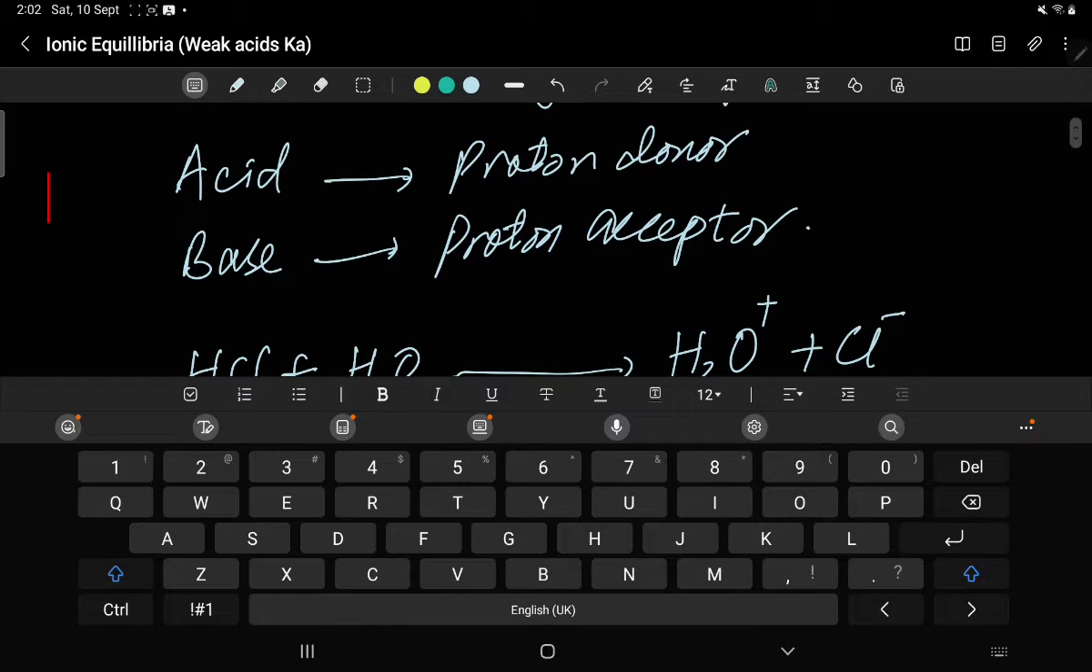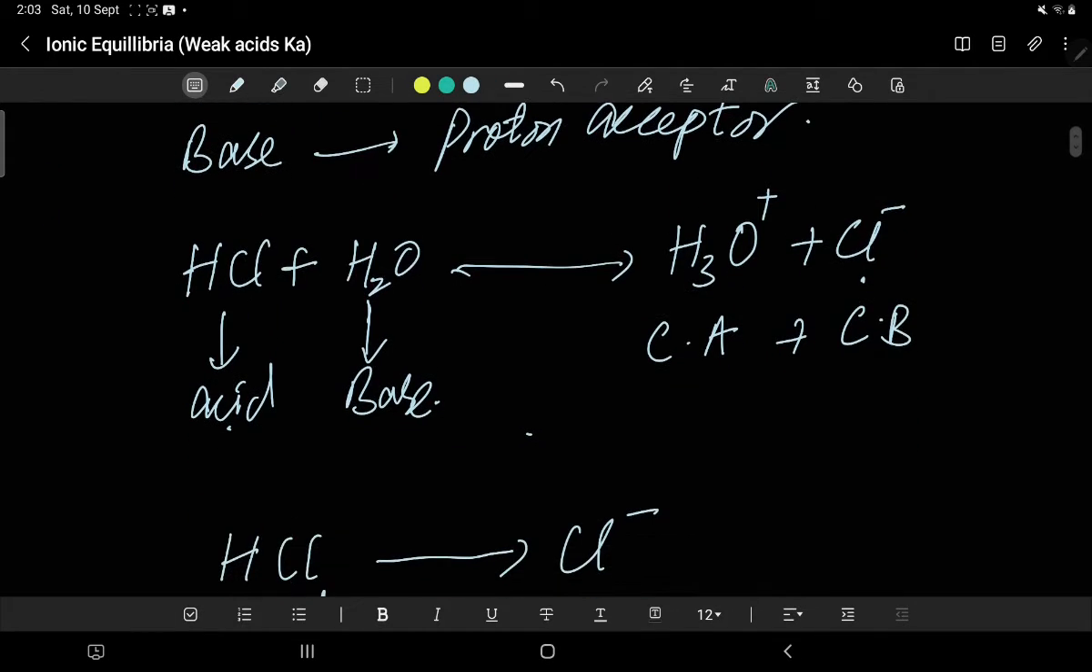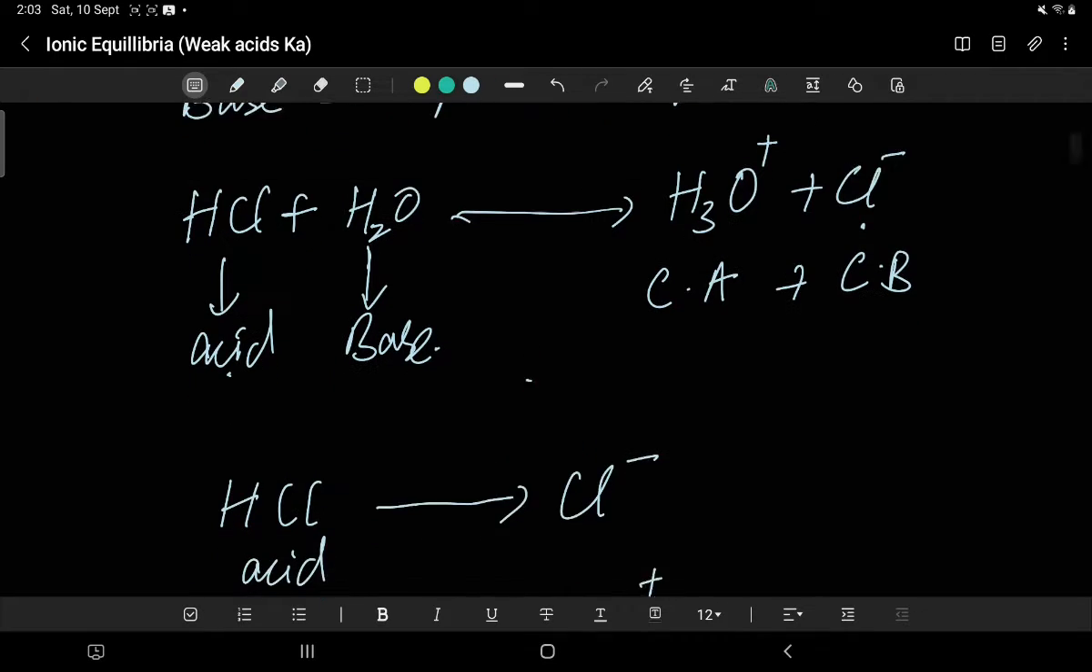Consider this example: hydrochloric acid dissolved in water forms hydronium ion and chloride ion. Hydrogen chloride acts as an acid because it tends to donate a proton to the water, while water acts as a base because it accepts a proton from the hydrogen chloride. Three important features of the Lowry-Bronsted theory are given. We will discuss them.